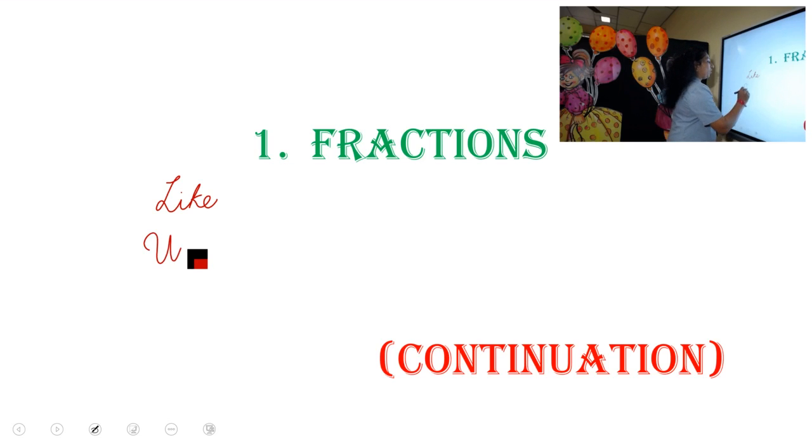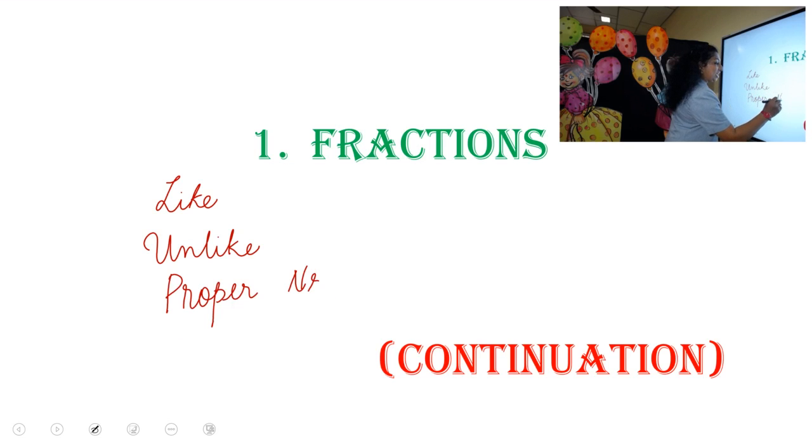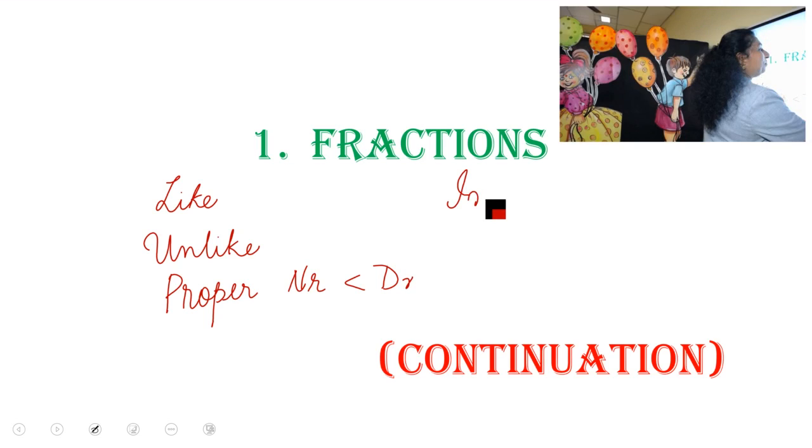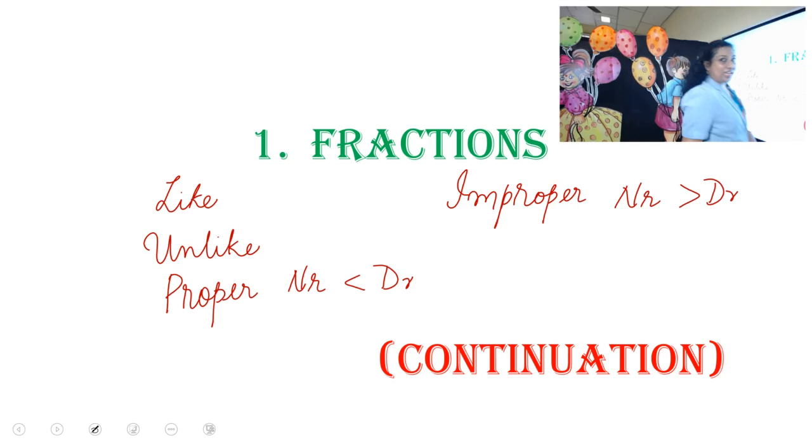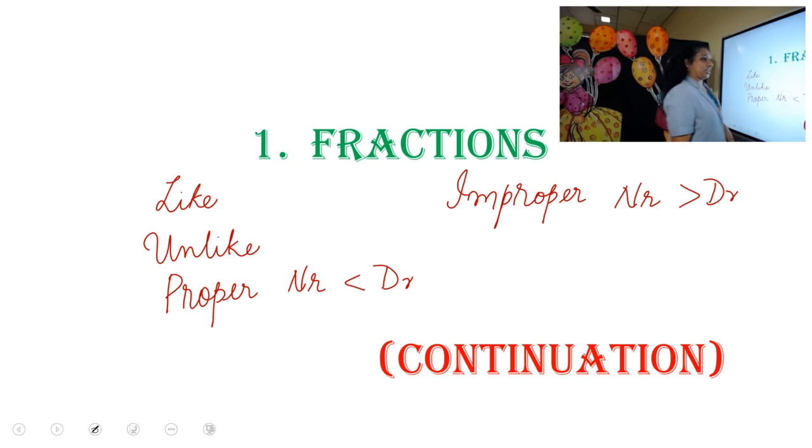Then we learned about unlike fraction. Here the denominators are different. Then we learned about proper fraction. Proper fraction, numerator is less than the denominator. That type of fraction is proper fraction. Then we learned about improper fraction. Improper fraction is when numerator is greater than the denominator. That type of fraction is improper fraction.